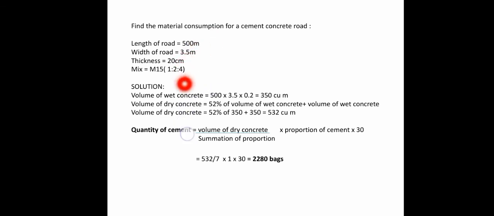Quantity of aggregate, same: volume of dry concrete upon summation of proportion into proportion of aggregate. Volume of dry concrete is 532 meter cube. Summation of proportion is 7. Proportion of aggregate in this ratio is 4. Substituting the values, we get quantity of aggregate as 304 cubic meter.